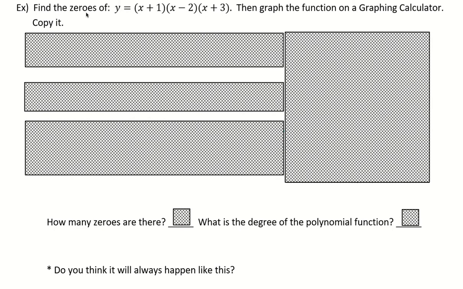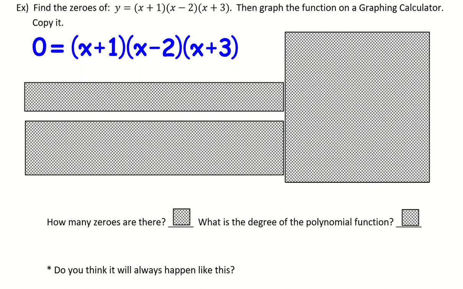So finding the zeros of this function is the same as setting it equal to 0 and solving it. Now, what I'm about to say next is very, very important, and it's probably not even a surprise. When you're trying to find the zeros, which like I said are the solutions, if your function is already factored, it's like Christmas.